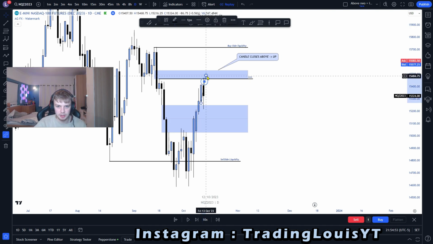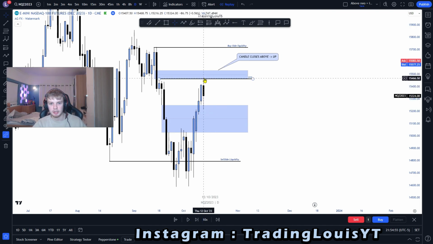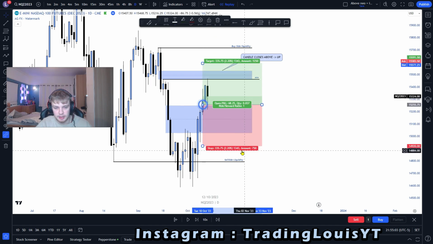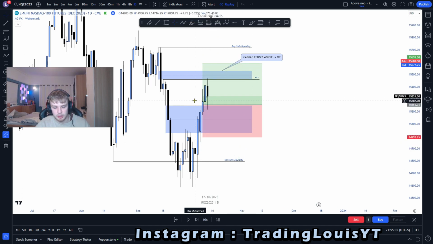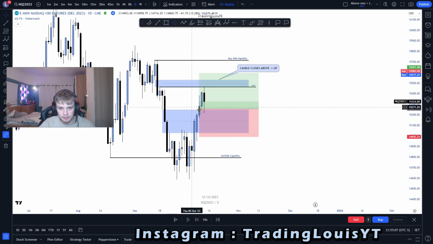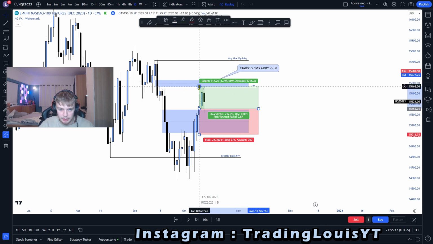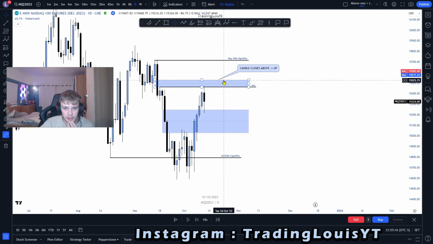So as you can see, price is now tapping into this fair value gap and took this buy side liquidity. So if we entered into a trade using this inverse fair value gap right here, then my take profit would be there, just because this is the next point of interest where price could either reverse or carry on going up to buy side.